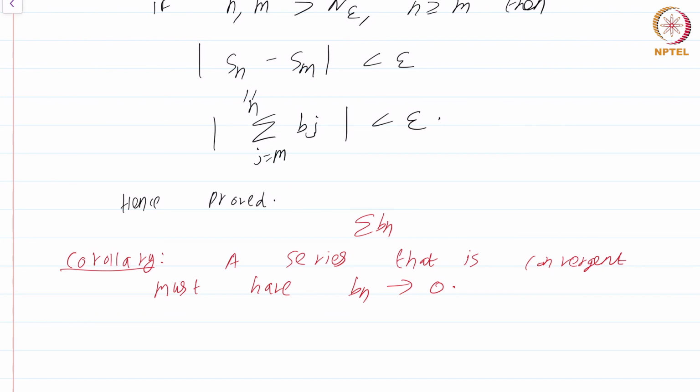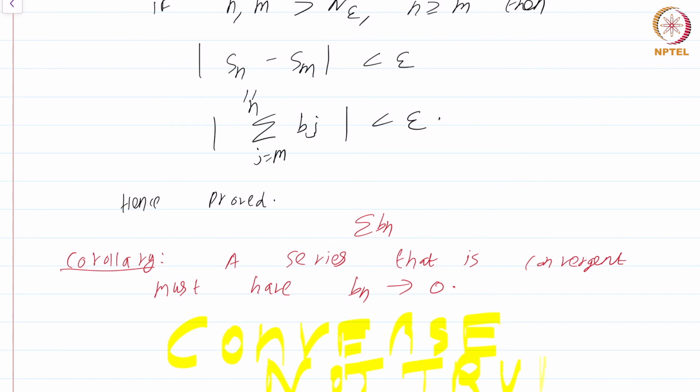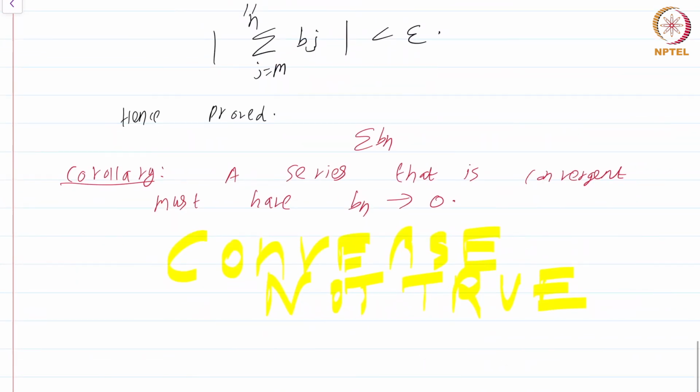Okay, so the converse of this corollary is not true. So let me write that in bold because people make that mistake. Converse, okay, this is a very ugly color. Not true. I'm going to permanently imprint this in your head. Converse is not true. Do not make that mistake. If the nth term goes to 0, it does not mean that the series converges. Just take summation 1 by n. That will give you the example.